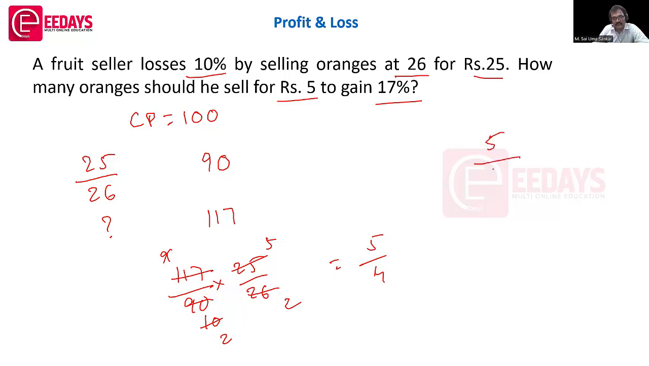5 rupees కి అయితే ఎన్ని వస్తాయి అంటే 5 by 5 by 4. So that is equal to 4 oranges is the answer.